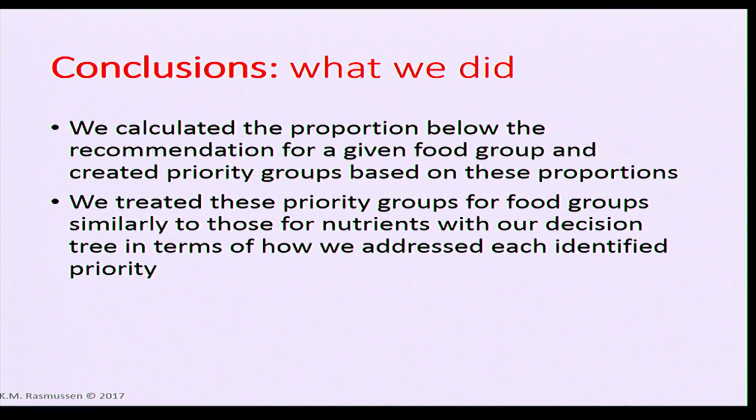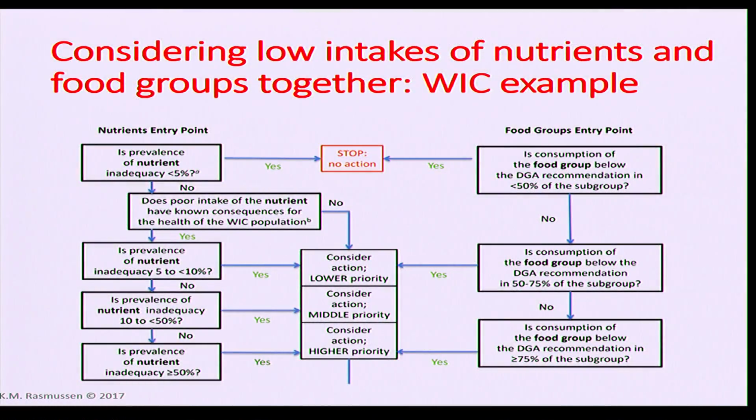So in truth, we calculated the proportion below the recommendation for a given food group and created priority groups based on these proportions. And we treated the priority groups for food groups more or less the same way we did for the nutrient groups when we ran them through a decision tree to decide what to do when we had a nutrient or food group that was too low. And to show you what I mean by this, this is the top portion of our decision tree, and I hope at least some of you can read it.